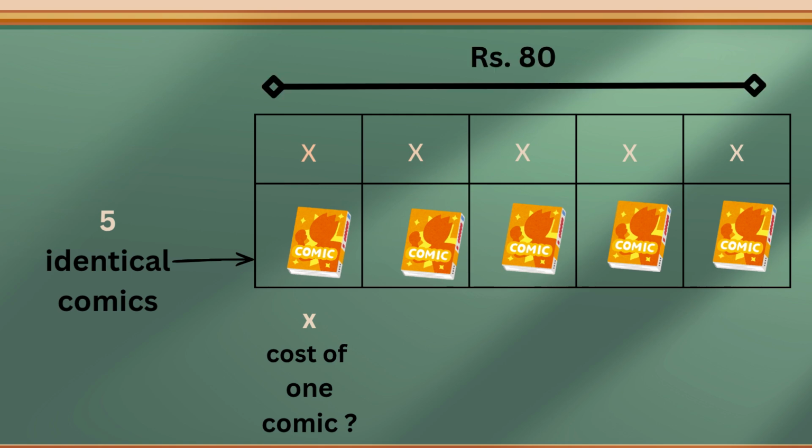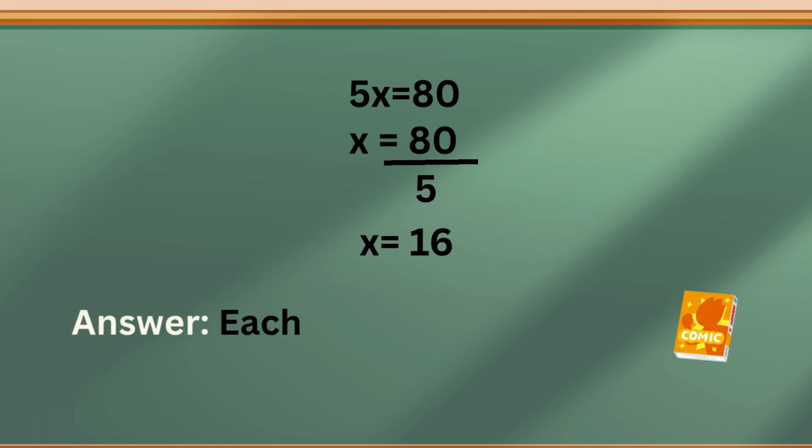Now instead of writing X plus X plus X plus X plus X equals 80, we will use the key player called multiplication. Multiplication is repeated addition. So we can write it as 5x equals 80. In the expression 5x, the number 5 is multiplied by x. According to the transposition method, when we move a multiplier from one side of the equation to the other, it becomes a divisor. So x equals 80 divided by 5 equals 16. So each comic book cost rupees 16.